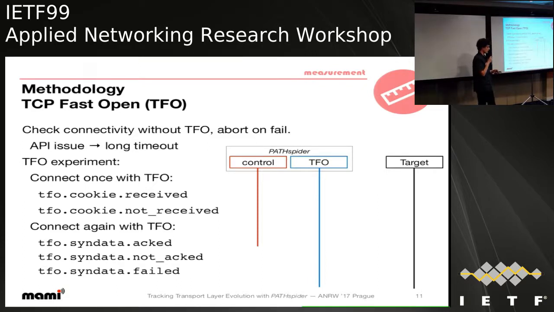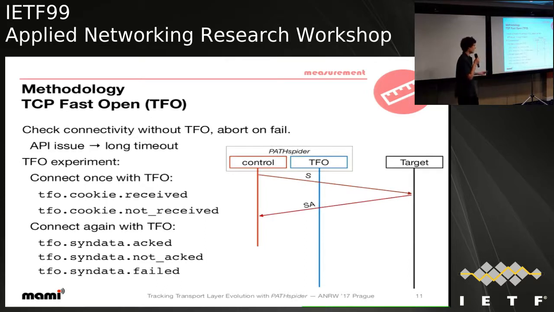So again, for a measurement, first we open up a vanilla TCP connection. And then here we actually deviate a bit from our standard procedure. Because there is, or was, an API issue for the TFO API, we saw very, very long timeouts when the connection failed. So in order to avoid those, we only open up a TFO connection if this baseline connection actually succeeded.